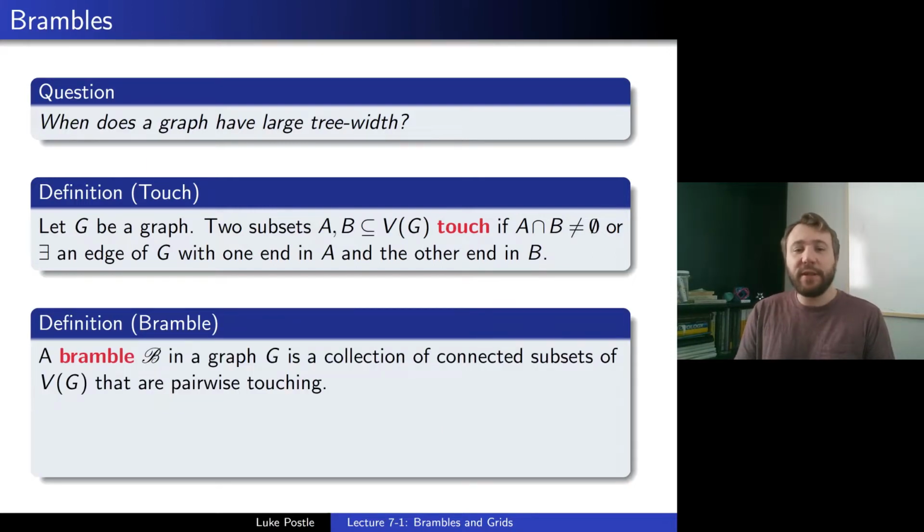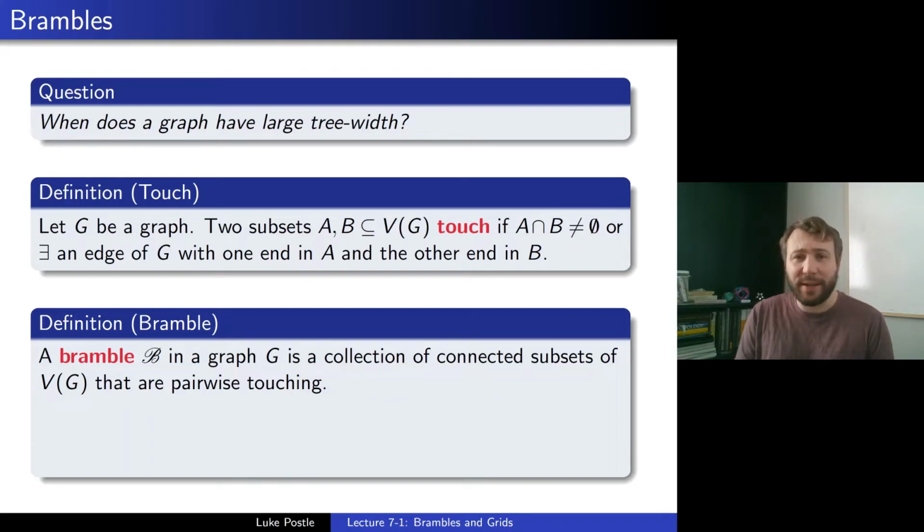So here's the definition. A bramble B in a graph G is a collection of connected subsets of V of G that are pairwise touching. So it's important that they are connected, and then each pair of them either has a vertex in common or again an edge between them.